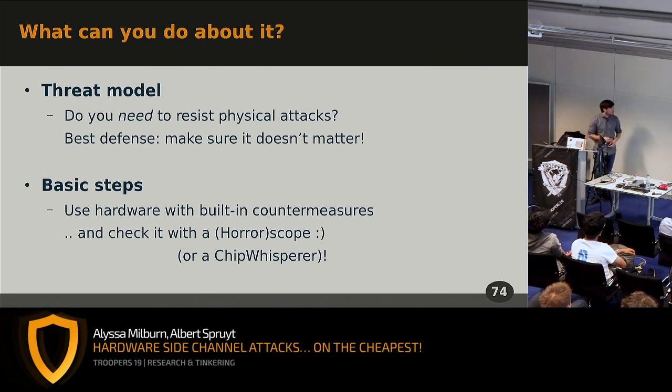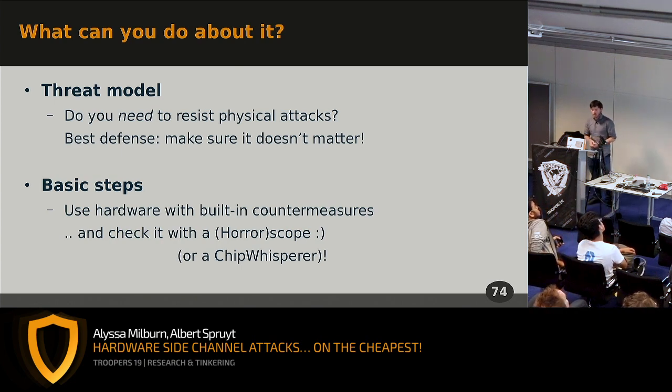Okay, so we can do all those things to the Arduino Nano from this oscilloscope, but what could you do about it? Well, the first thing you could do is look at your threat model and try to identify if you can come up with some way in which these attacks really don't matter, for instance by changing the protocol. There are also some other basic steps you could do to protect your device, and I think one of the easiest is to use hardware that already has built-in countermeasures.